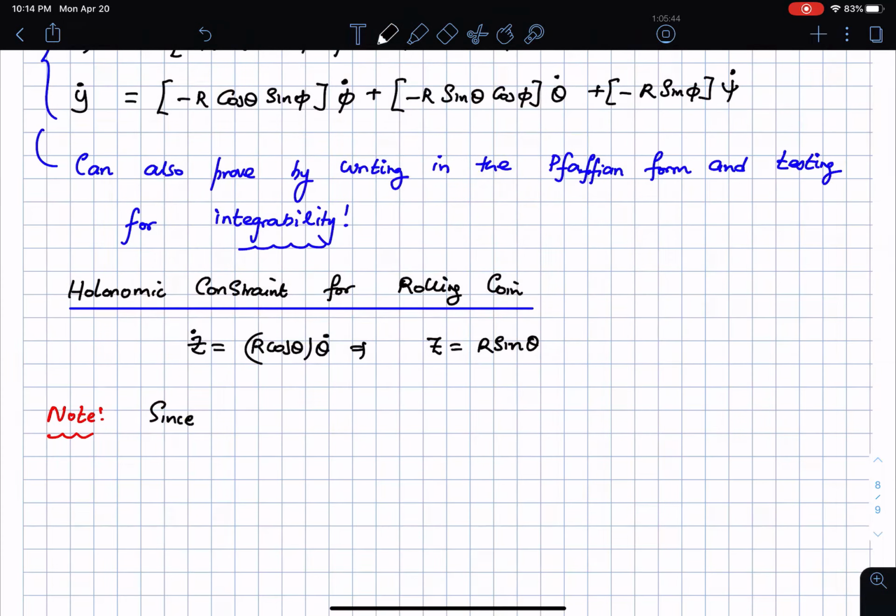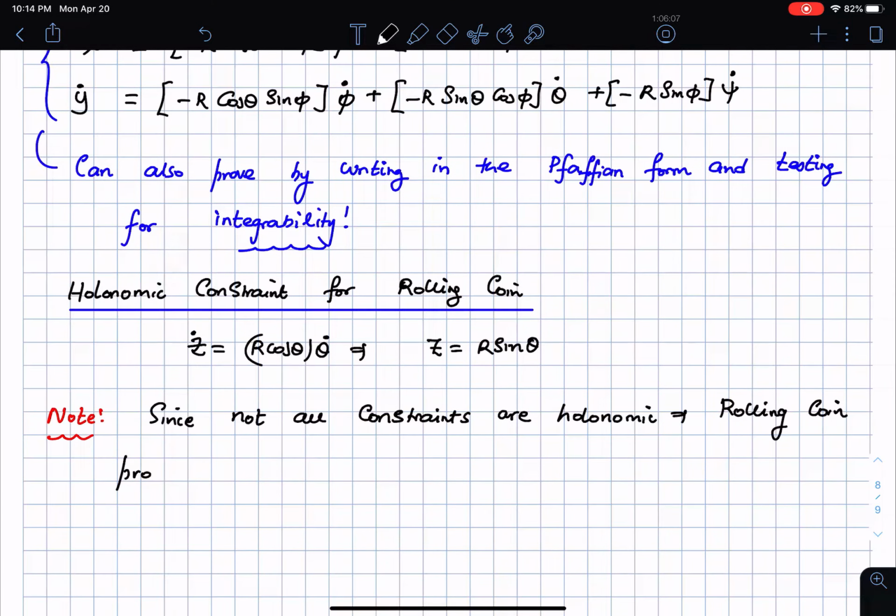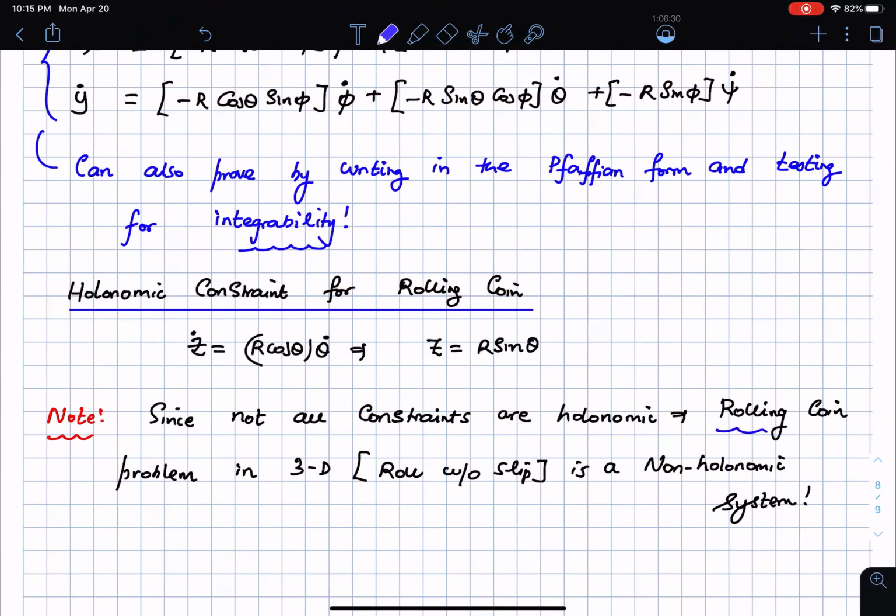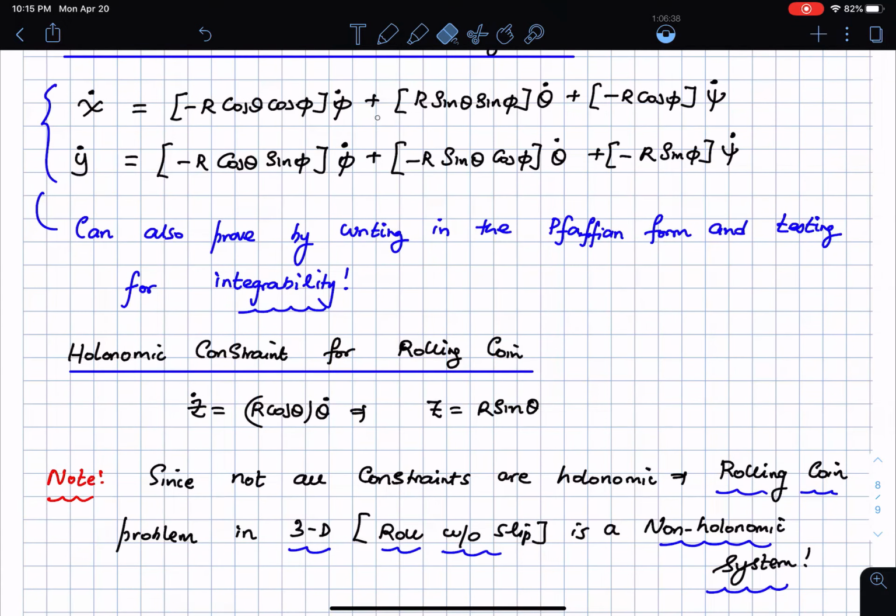Key point: since not all constraints are holonomic, the rolling coin problem in 3D for roll without slip is a non-holonomic system. Okay, that's the key point that we are making use of. In 3D, rolling without slip is a non-holonomic system, which means that if you have to solve this problem, you have to use the idea of Lagrange multipliers.